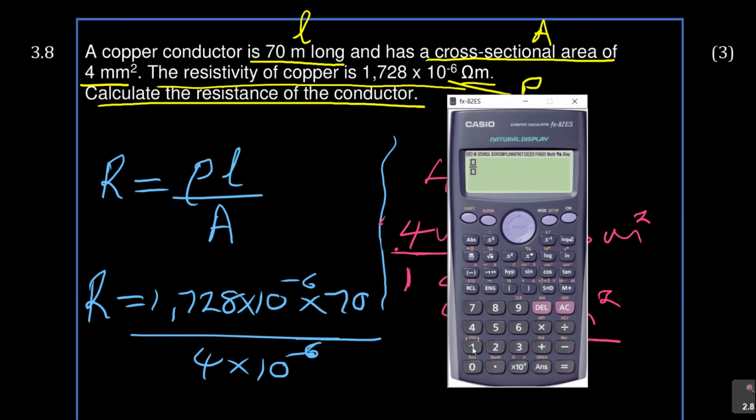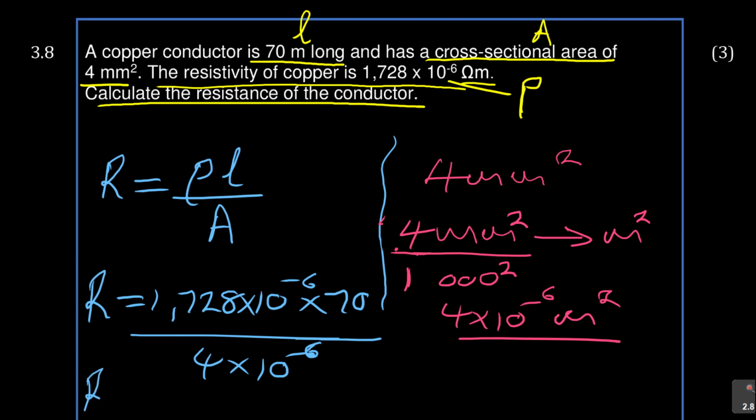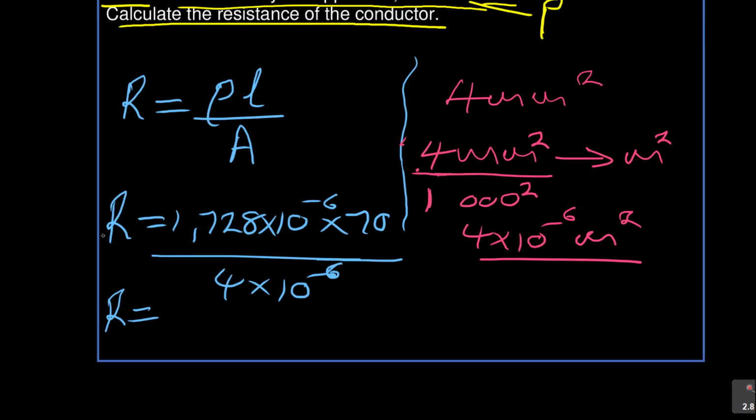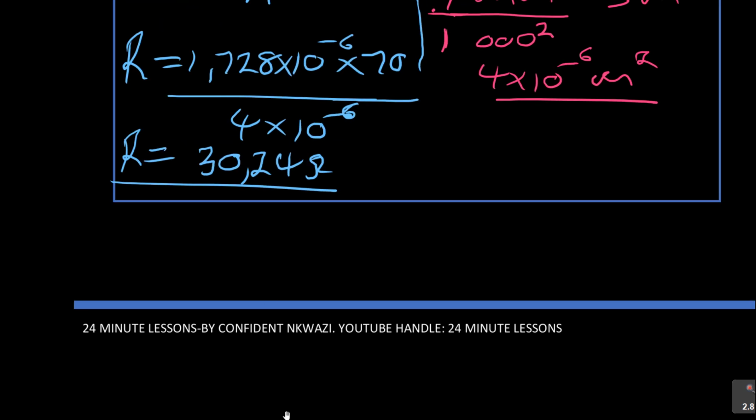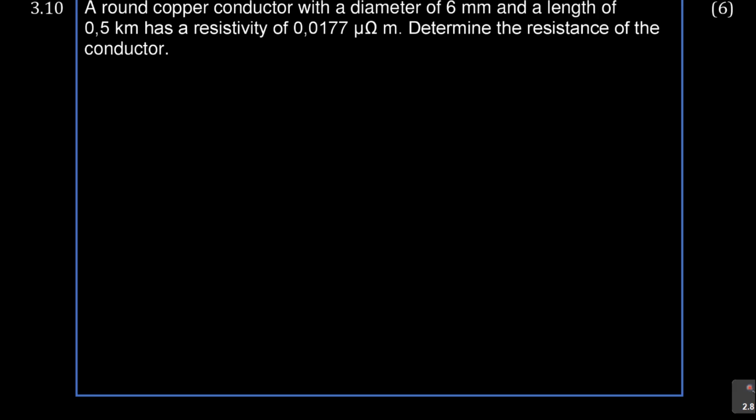What is it? It's 1.728 times 10 to the power of negative 6 times 70 divided by 4 times 10 to the power of negative 6. If I didn't make errors in entering those units there, which is 30.24. So R is equal to 30.24. Don't forget the units of resistance is in ohms. Alright, no time to waste. Move on to the next one.